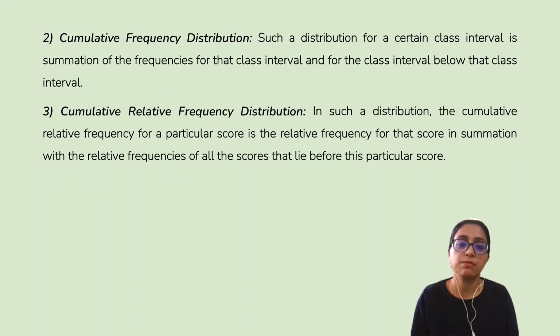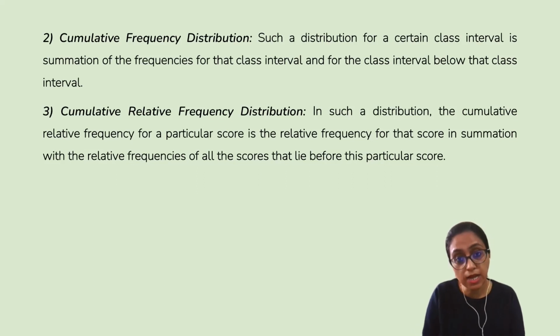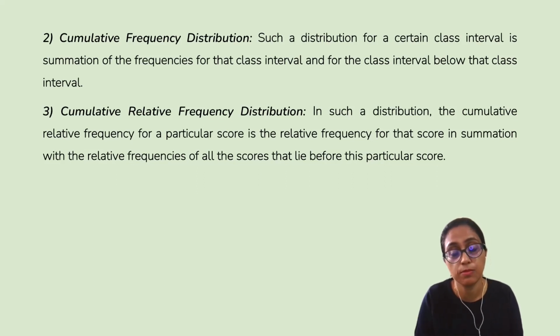So cumulative means summation. Whenever cumulative comes, you have to understand that it is summation. Such a distribution for a class interval is the summation of frequencies for the class interval which lies below that class interval. So for the classes which are lying below that class interval, you have to find the sum. We'll see an example of this, and we will calculate all the attributes like relative frequency distribution and cumulative frequency distribution. I'll tell you how to find them.